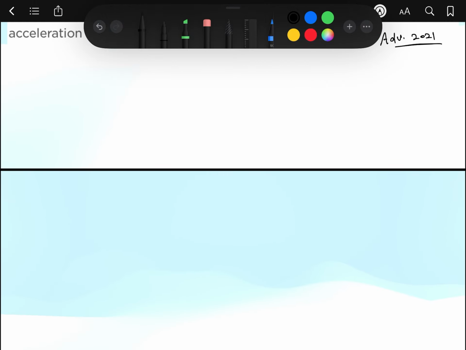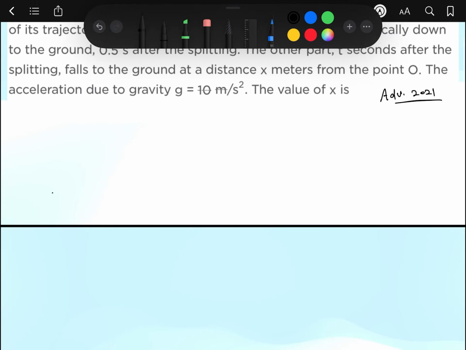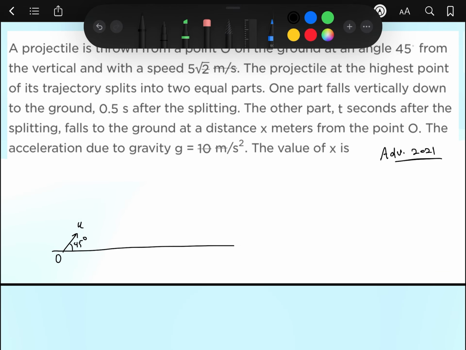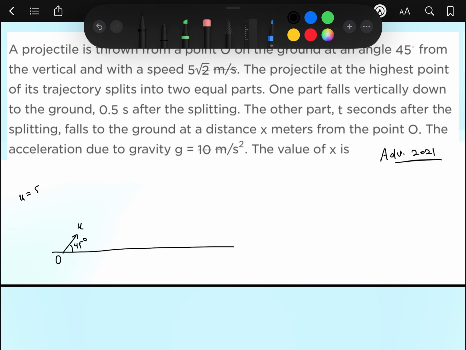So this is our scenario. Like a projectile is being projected from the ground. This is the ground and it is being projected with an initial speed u at an angle 45 degree with the horizontal. This is the point O and u is given as u is equal to 5√2 meter per second. Let us suppose this projectile is following this trajectory. So this is the highest point of this trajectory. What is the value of h here?